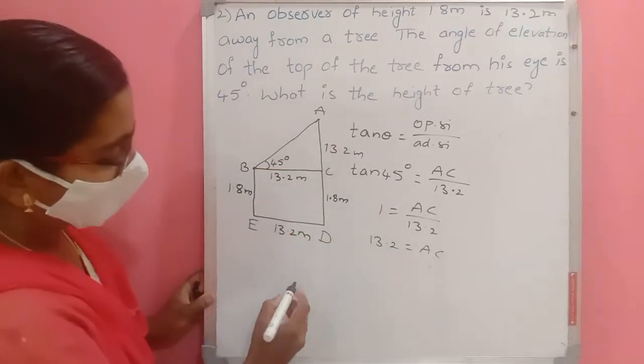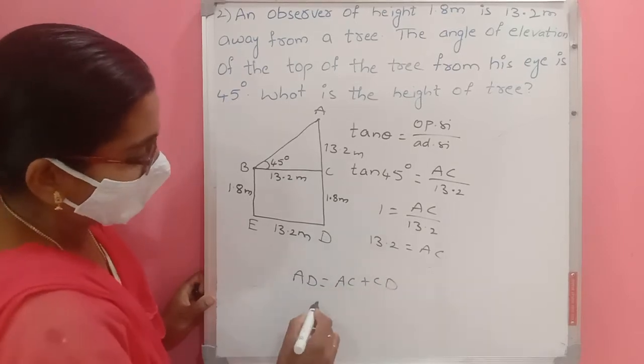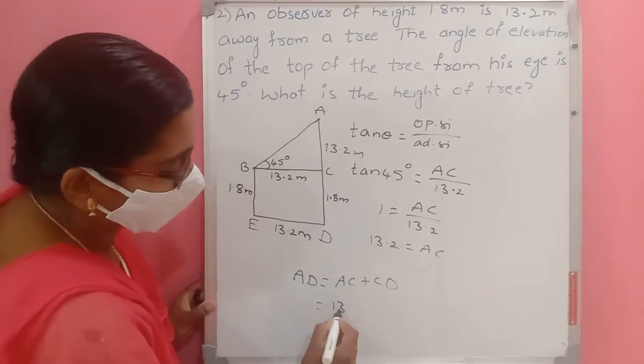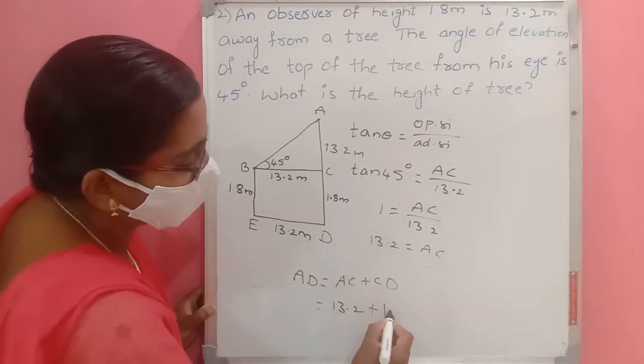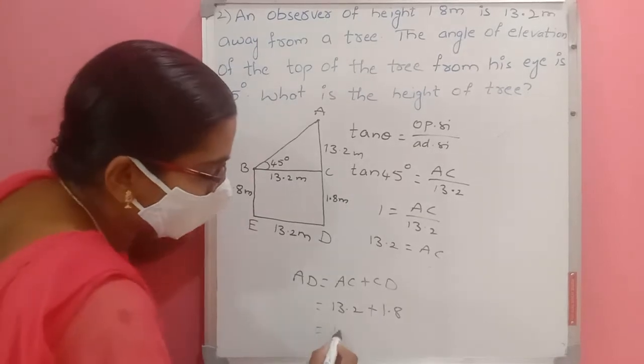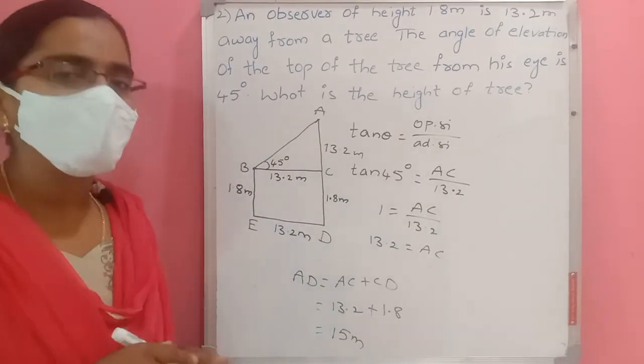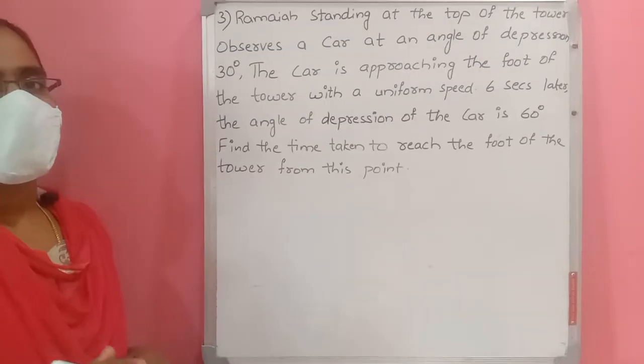Then we need the AD value. AD is equal to AC plus CD. AC is 13.2 plus CD is 1.8. So 13.2 plus 1.8 is 15. So the height of the tree AD is 15 meters. Here we have a question.